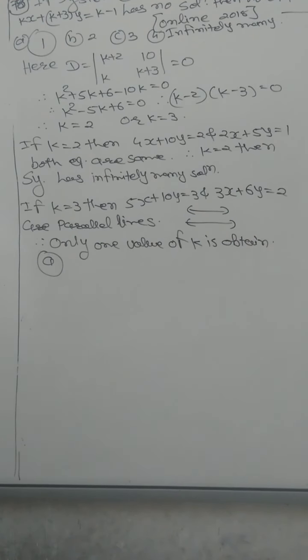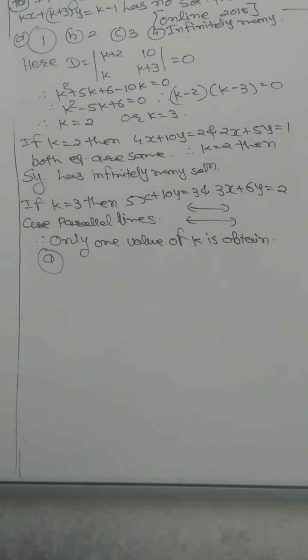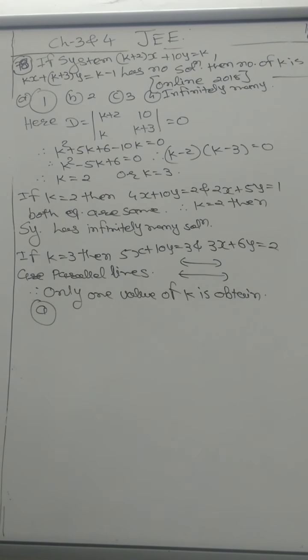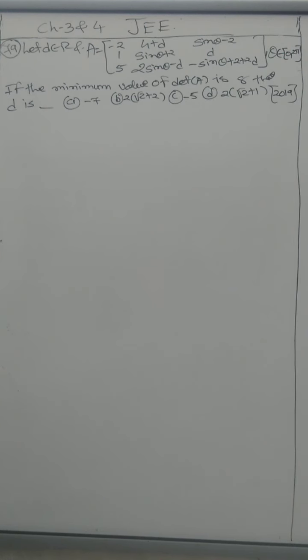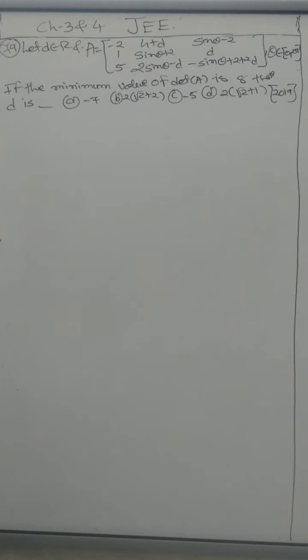Right? So remember this thing very carefully. Now we go for the next one. Next, 79. Let d belong to R and A equal to the matrix with rows minus 2, 4 plus d sin theta, minus 2; 1, sin theta, plus 2d; 5, 2 sin theta minus d, minus sin theta plus 2 plus 2d, and theta belongs to 0 to 2 pi. If the minimum value of the determinant of A is 8, then d is what?